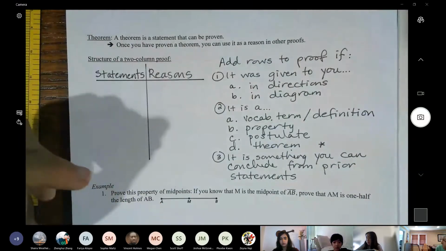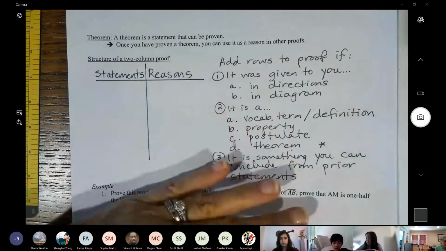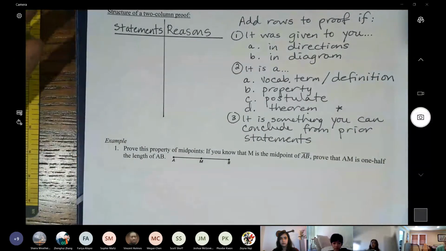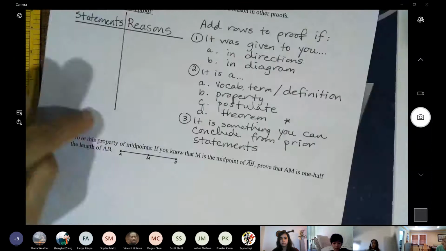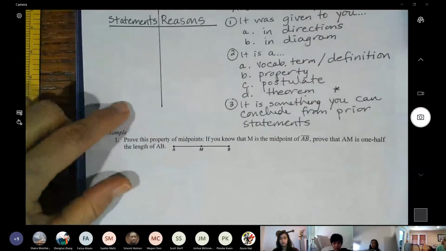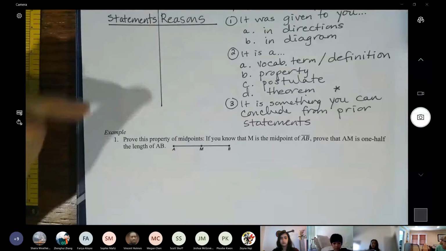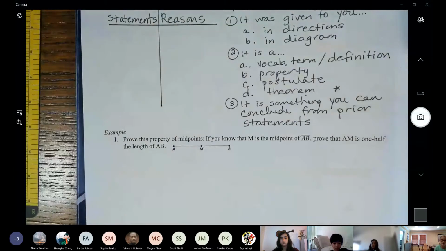And then finally, I'm not going to put anything more here, but the last thing is, how do you know when you're done? Okay, so you're done when your last line matches the prove statement. When it says exactly what it says, then you're going to be proven.